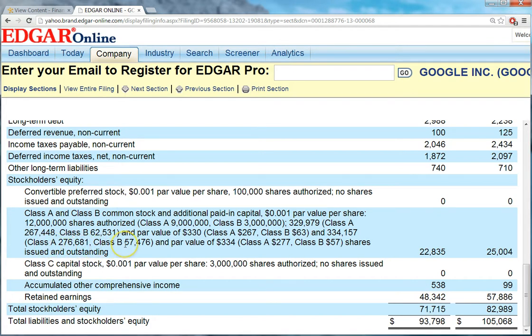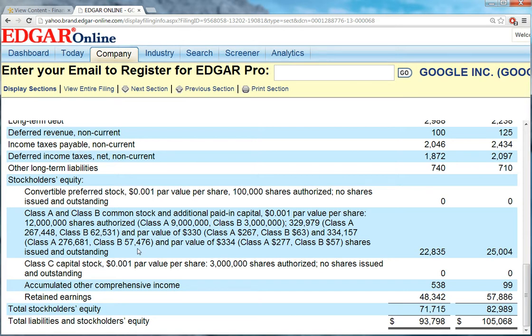Now, the difference between Class A and B stock just means that they've got 2 different classes of stock with differential treatment in terms of certain characteristics. If we were to look at the footnotes to the financial statements, we would see that Class A stock is what's actually traded on the stock exchange. Class B stock is owned by the creators of Google. There were 3 or 4 people that created Google, and they own 57 million shares of Class B stock.